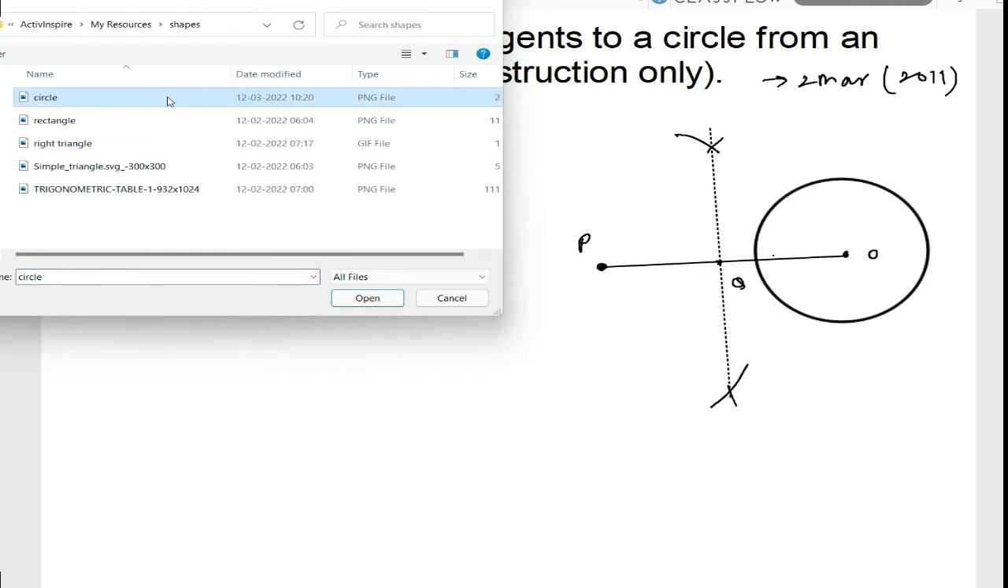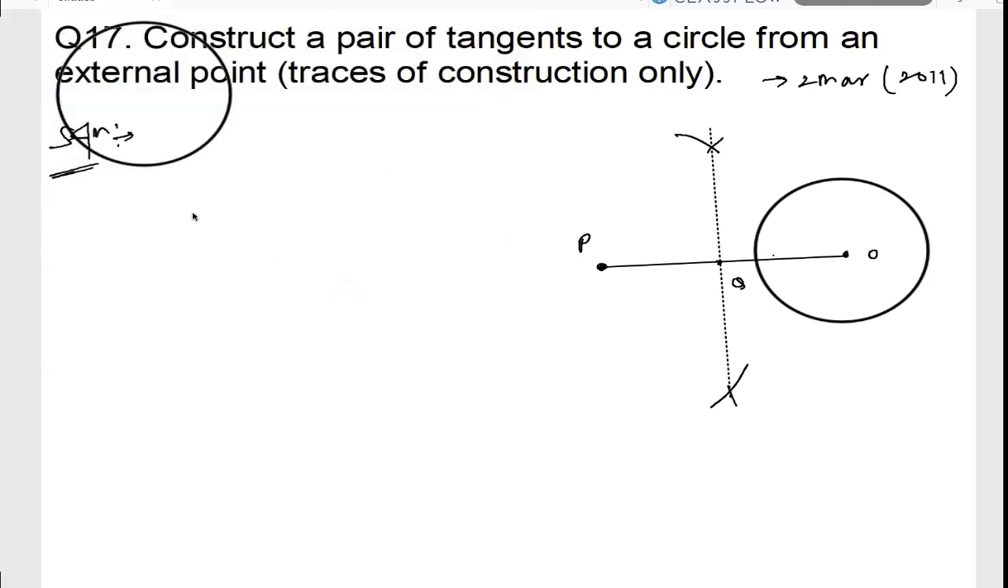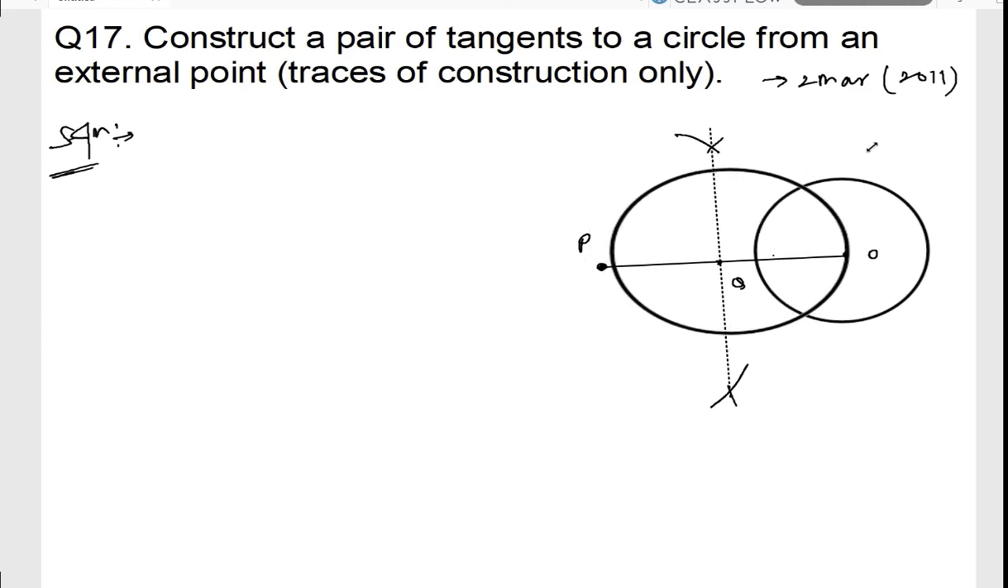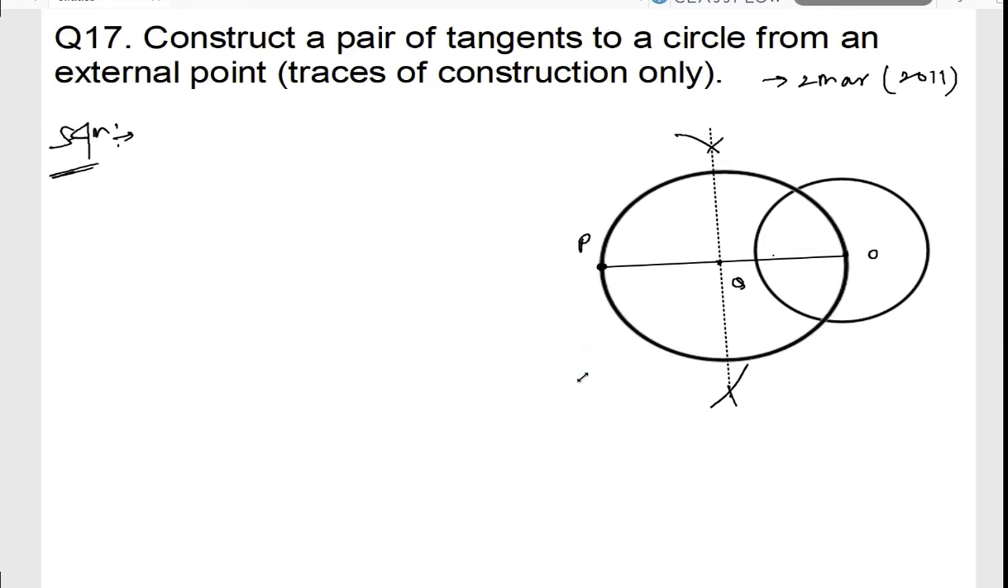So if you draw a circle, your circle will be something like this. I need to make this bigger, and draw a circle like this, taking PQ as the radius of the circle.